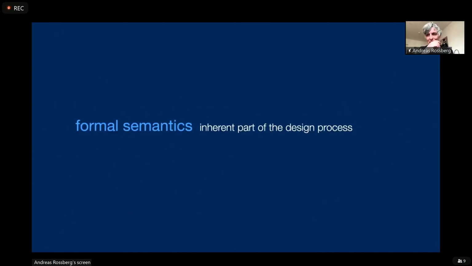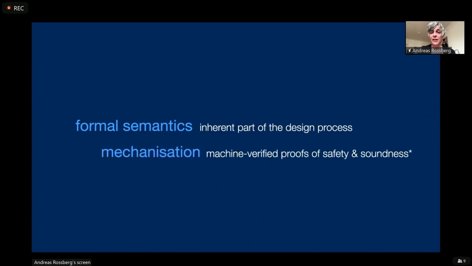But the biggest part, of course, and why I'm talking here, is that WebAssembly is formalized, right? It has a formal semantics. And this semantics is not just an afterthought, it was actually an inherent part of the design process of the language from the get-go. And on top of that, we did not just write out the semantics on paper and do some paper proofs. There's also a whole mechanization.